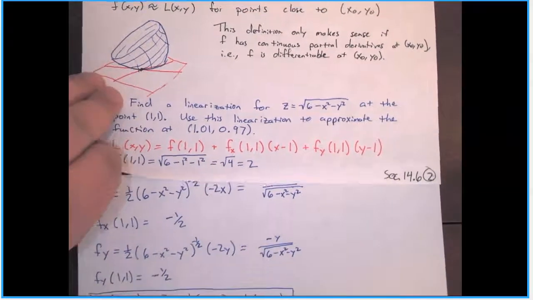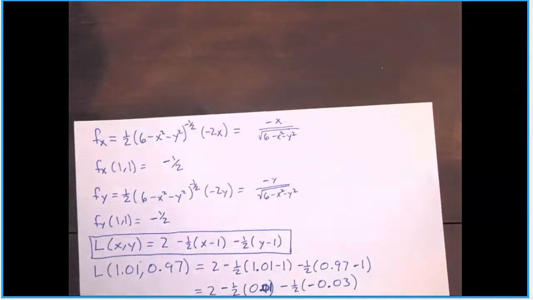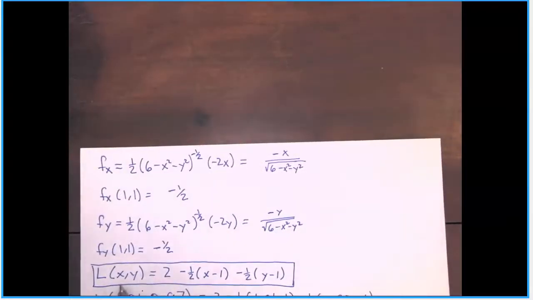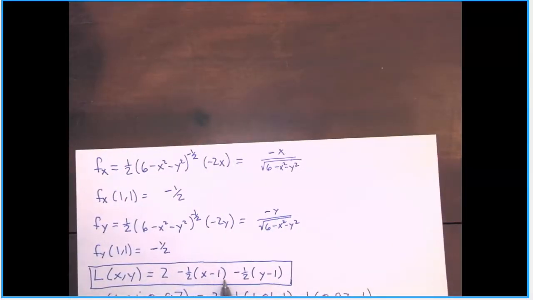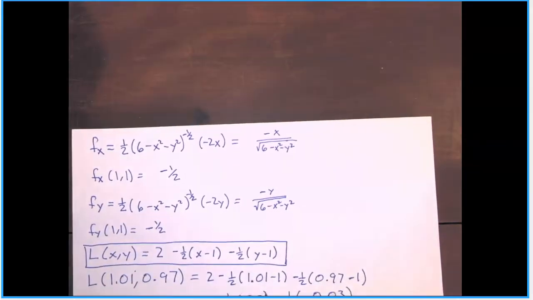So now this gives me my linearization. Our first answer: 2 minus 1/2 times (x minus 1) minus 1/2 times (y minus 1). This is the linearization about the point (1, 1). Now, you might want to distribute these things and simplify, but in our case we're not going to, because we're actually going to plug in the point that we want to approximate from here, and leaving it like this is going to be useful.